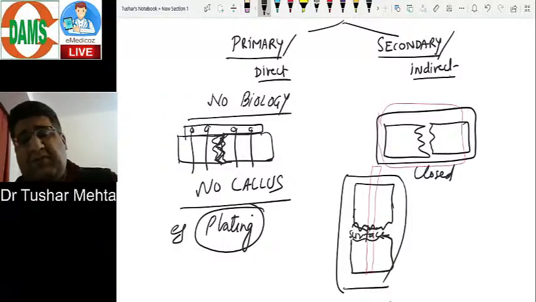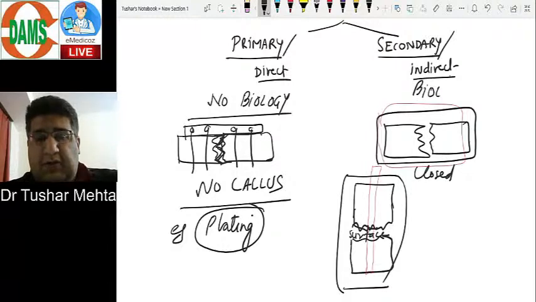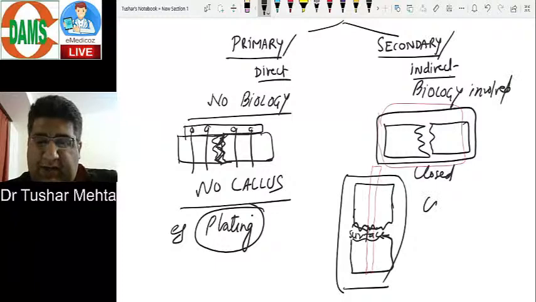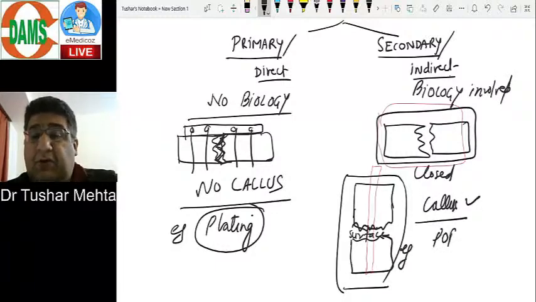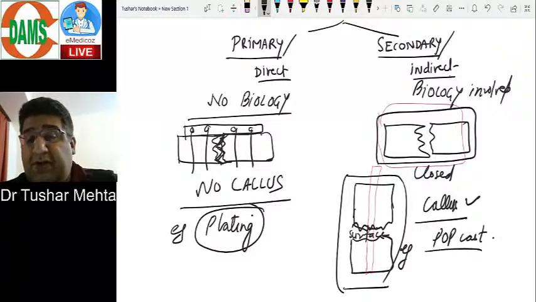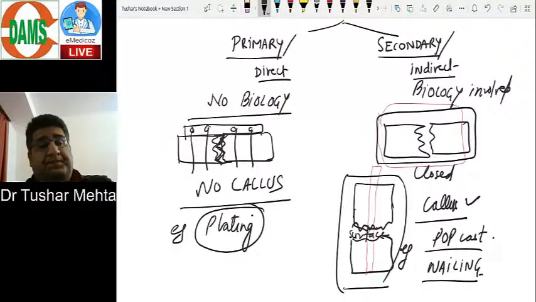So all the steps will be followed. Yes, biology will be involved. Yes, callus formation will be there. The classical example is when you apply a POP cast to treat a fracture, or when you do a nailing to treat a fracture. So this is what I want you to remember.